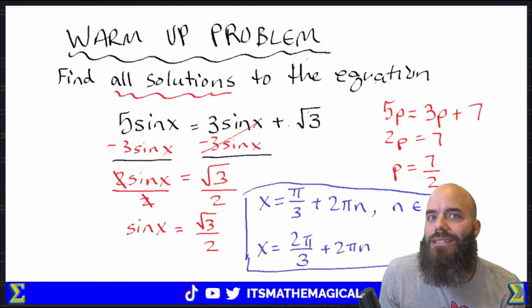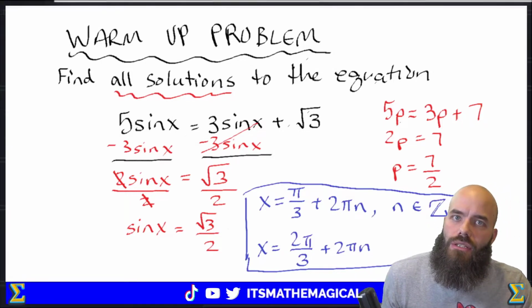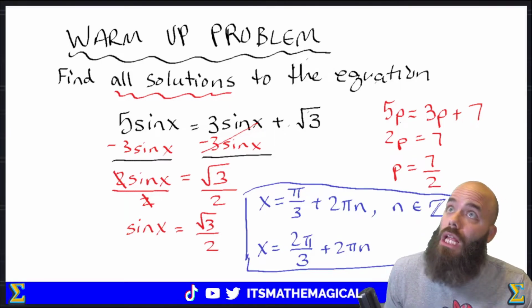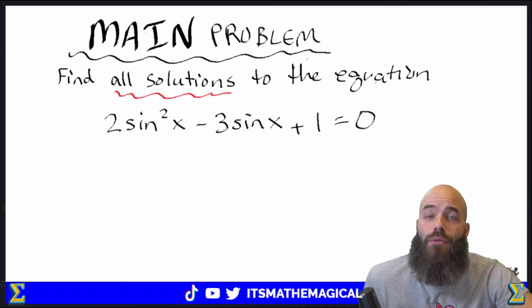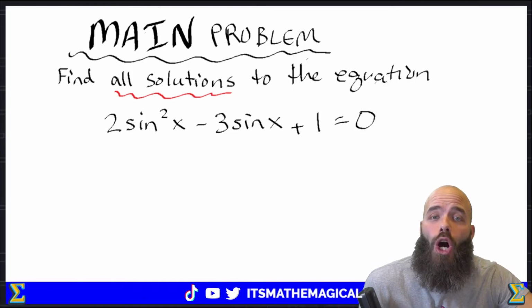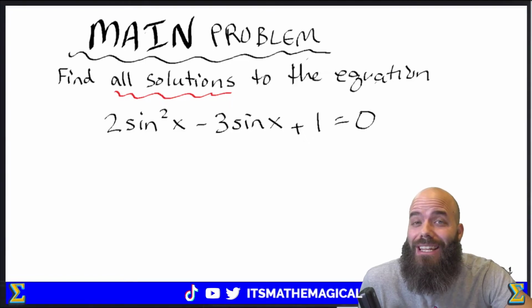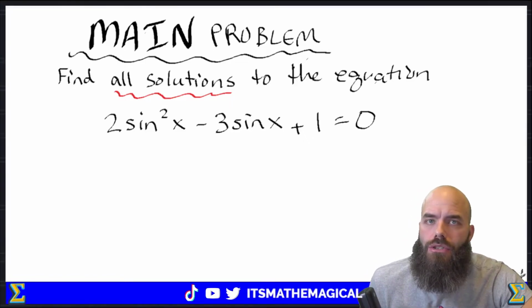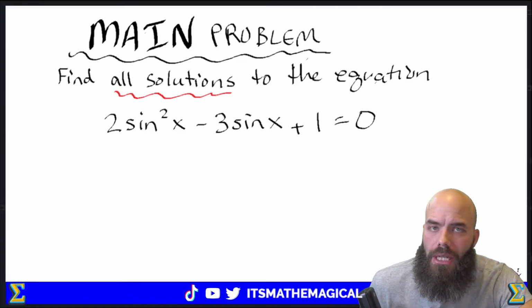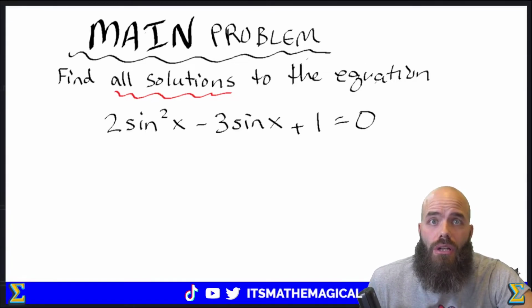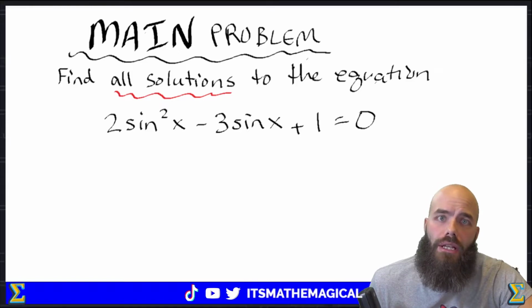All right. Now let's take this and look at a trigonometric equation in quadratic form. So now if we're looking at our main problem, find all solutions to the equation 2 sine squared x minus 3 sine x plus 1 equals 0. So the trick to these problems is to also view this as if it's a regular algebraic quadratic equation.